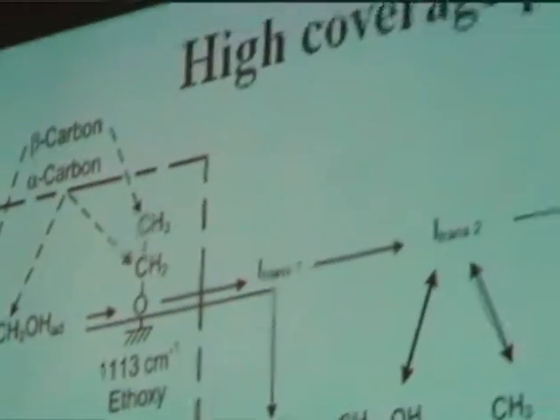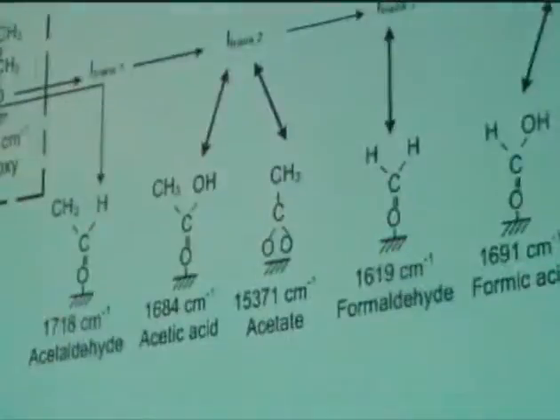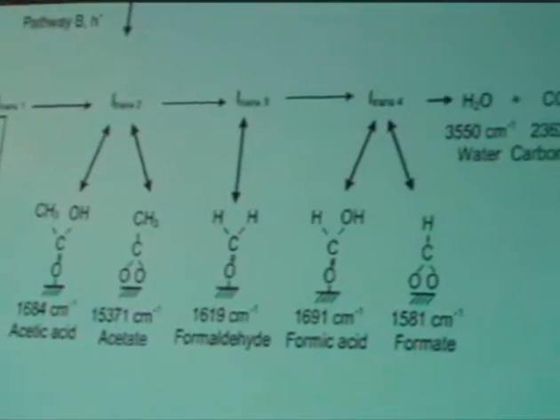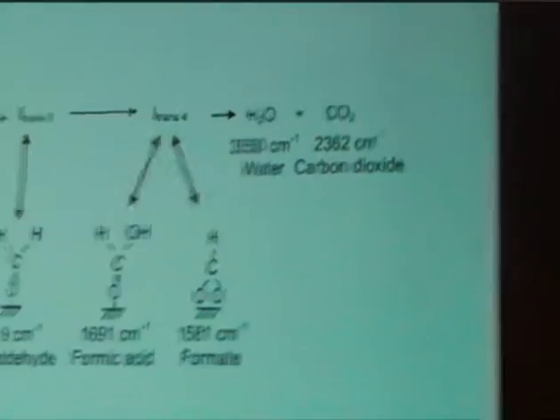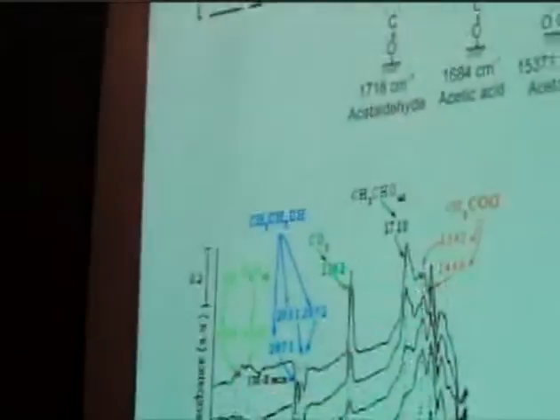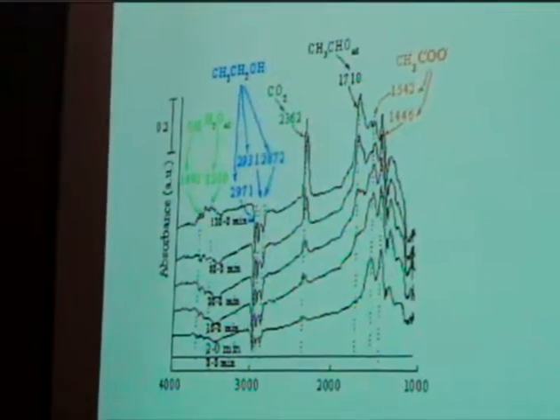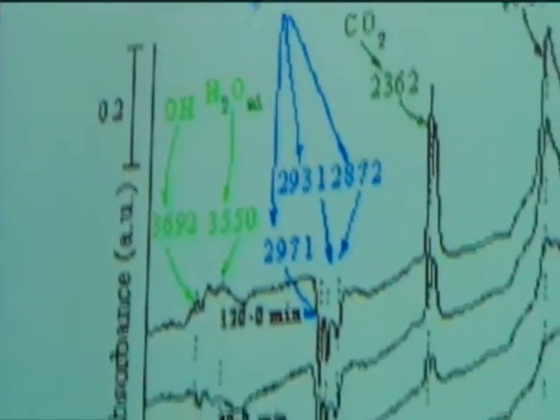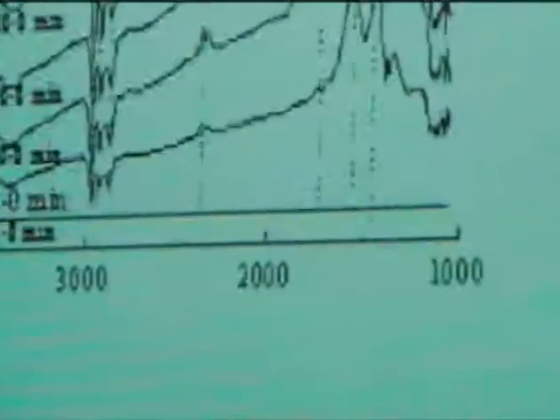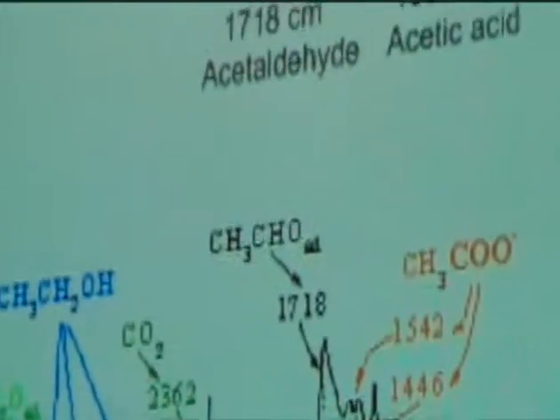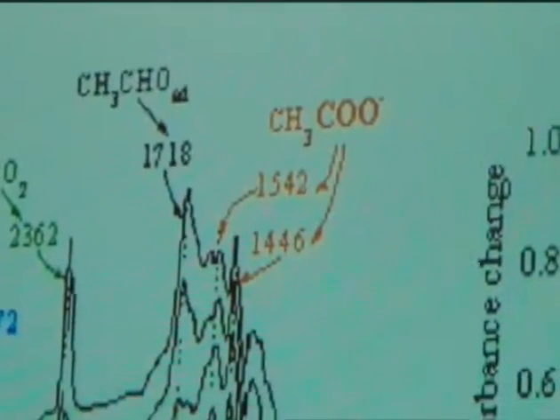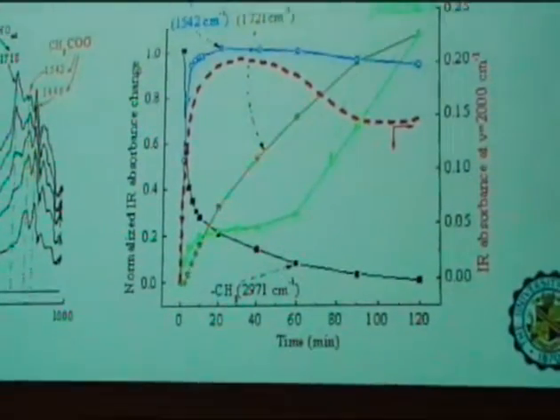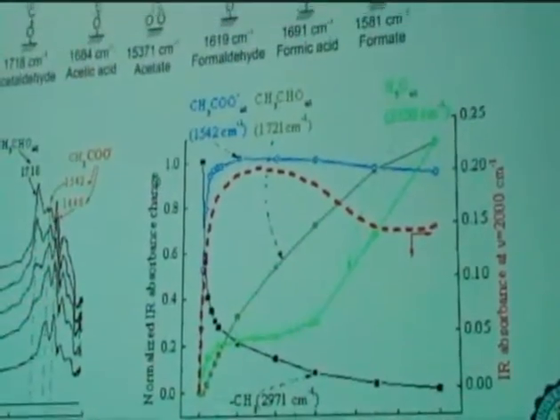oxidation mechanism in which, since it's a high coverage, the surface of our catalyst has less water available, and the reaction is likely to occur via a hole-initiated pathway in which holes promote the formation of acetaldehyde and acetic acid. As the reaction proceeds, more water is available on the surface, and that can activate pathway A and produce formic acid and formate.